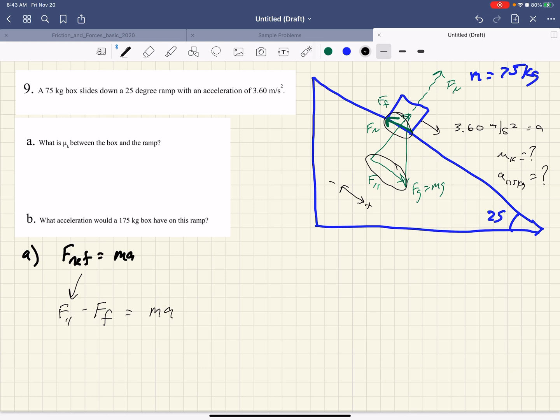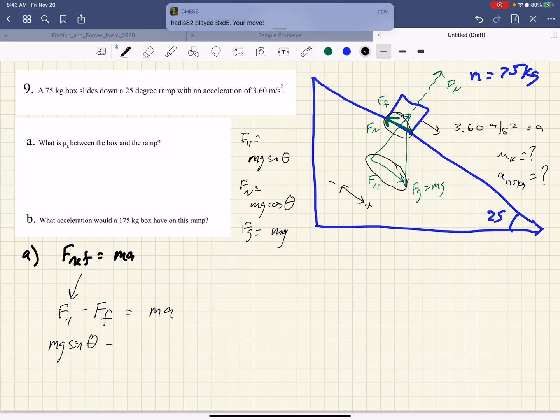Now, force parallel, we already know from our equations that F parallel is equal to mg sine theta. Remember that the normal force was mg cos theta, and then the gravitational force is just mg. That was from a previous video, but I'm just going to use those. This is an important idea for this problem. So the F parallel is mg sine theta.